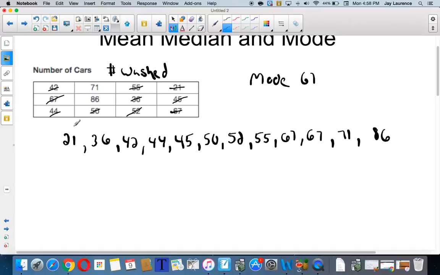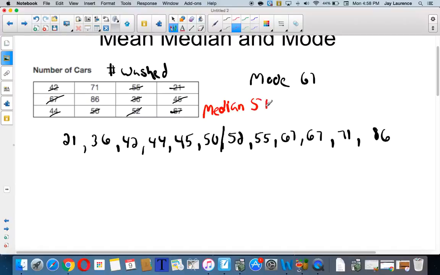All right, the median is easy. There's 12 numbers, so I go 1, 2, 3, 4, 5, 6. The median looks like it's going to be 51. How did I get that? I averaged it. So the median is 51.